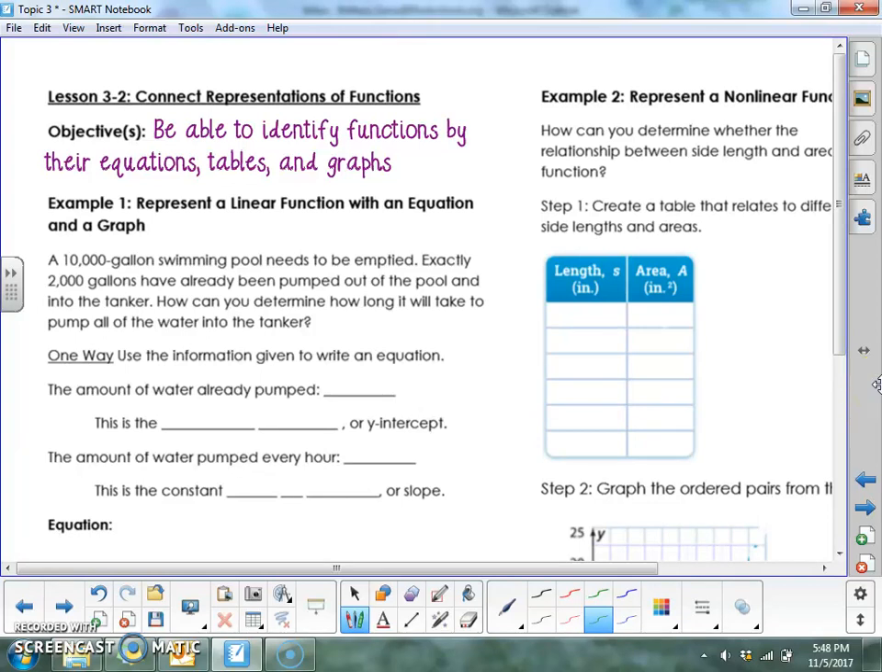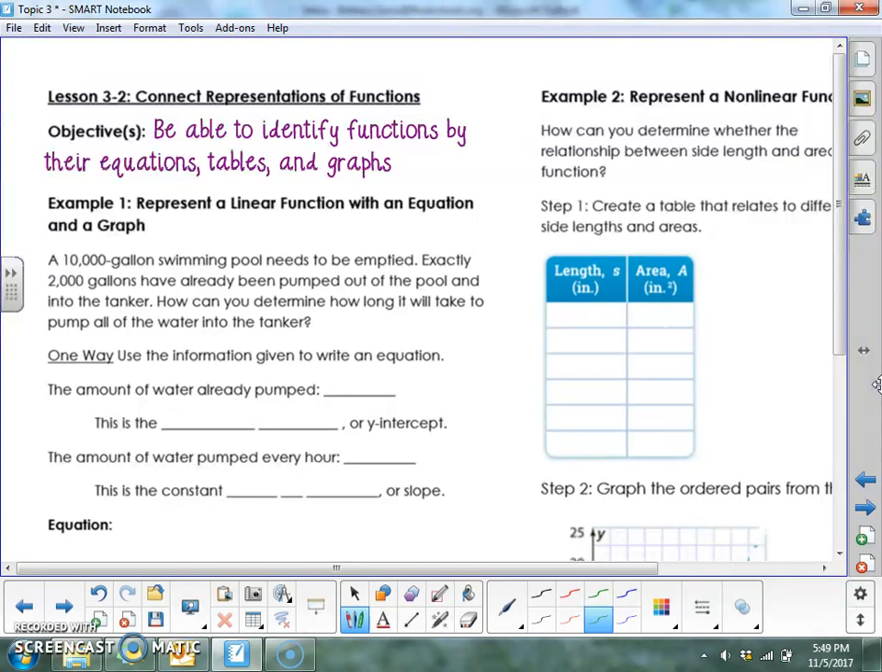All right, lesson 3-2 is over connecting representations of functions. So being able to look at a function in an equation, tables, graphs. So for the objective, be able to identify functions by their equations, tables, graphs. We're also going to look at nonlinear functions to kind of see what those look like and just identify some features of functions when you're looking at them in an equation, table, and graph.